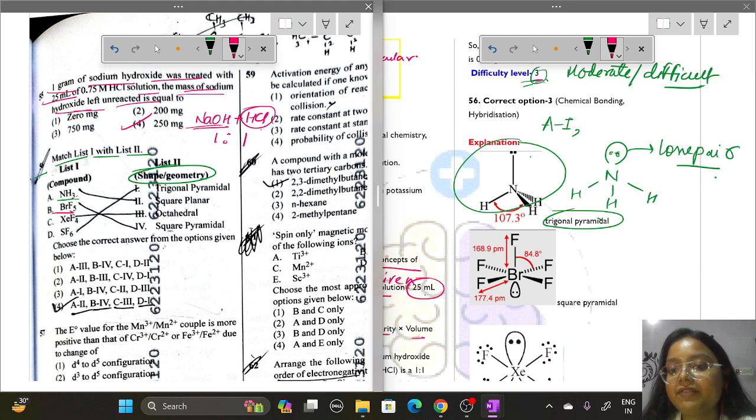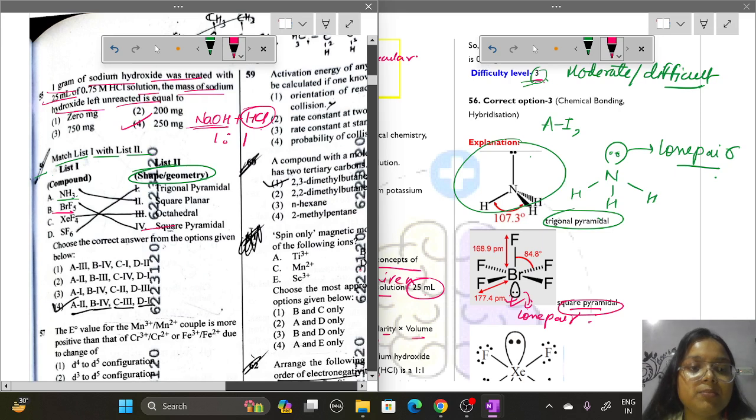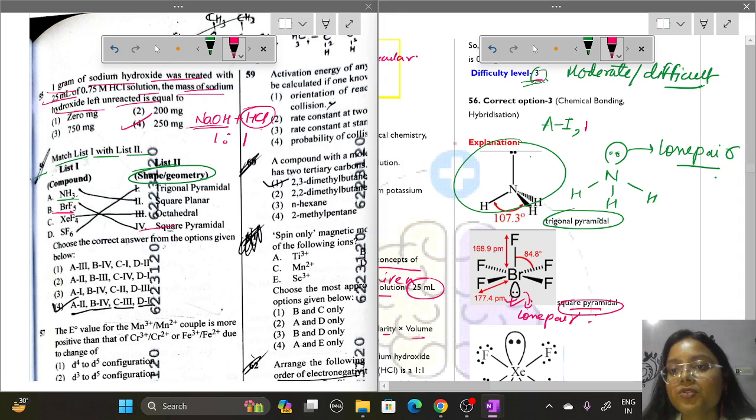For BrF5, this is the structure of BrF5, and its geometry is square pyramidal. It is square pyramidal because of the presence of a lone pair of electrons. You can see here, one lone pair of electrons is present. Therefore, its geometry is square pyramidal. So BrF5 will have square pyramidal geometry. Okay. Option B is 4.